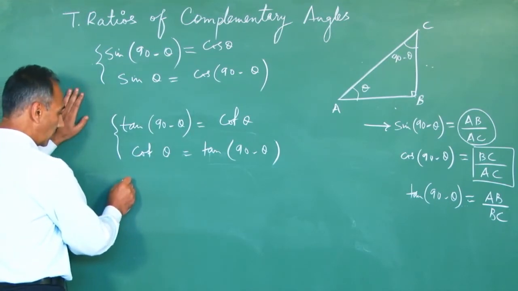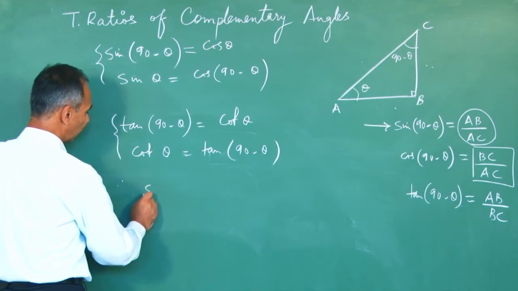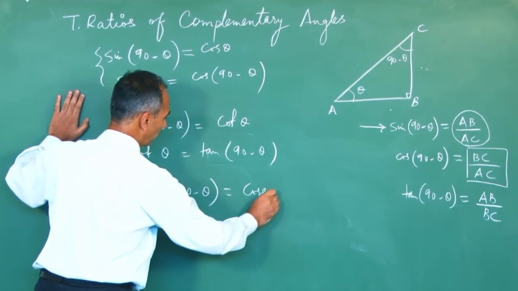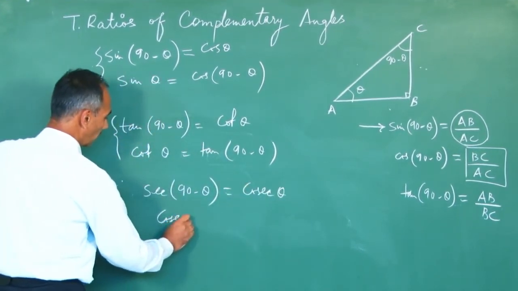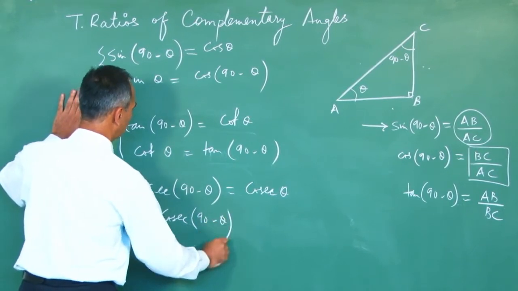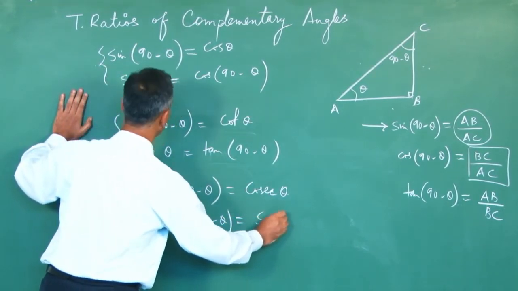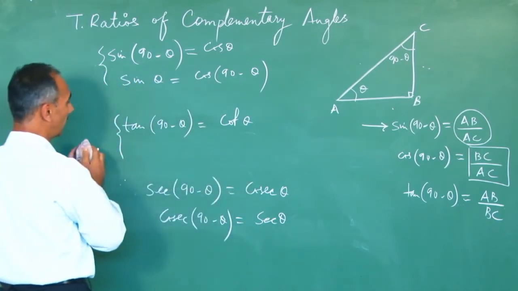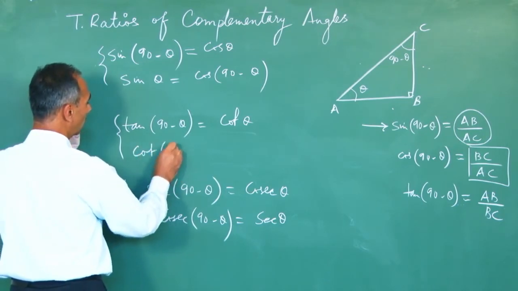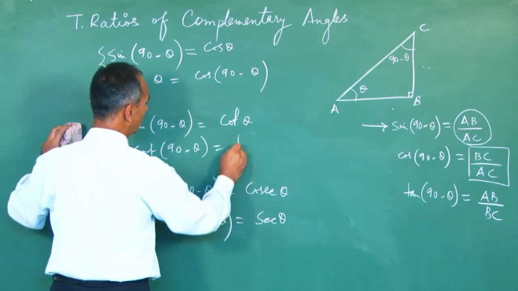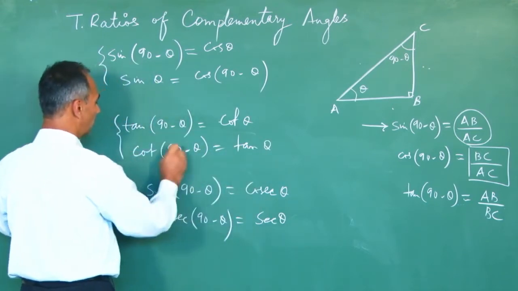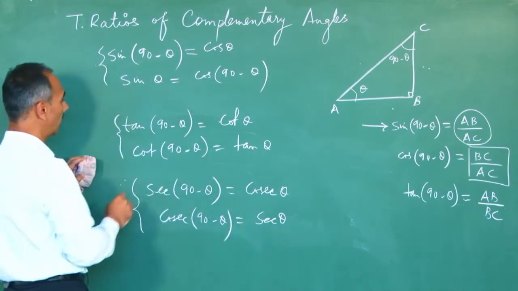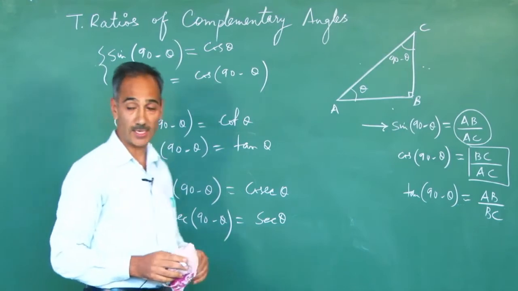Tan theta is cot 90 minus theta, and cot theta is tan 90 minus theta. And if we move on to the other result, that would be secant. Secant 90 minus theta will be equal to cosec theta, and cosec 90 minus theta will be sec theta. I should have written it this way, similar: cot 90 minus theta is tan. Tan expressed in terms of cot and vice versa. Secant expressed in terms of cosec and vice versa. So these are 6 results as far as complementary angles are concerned.